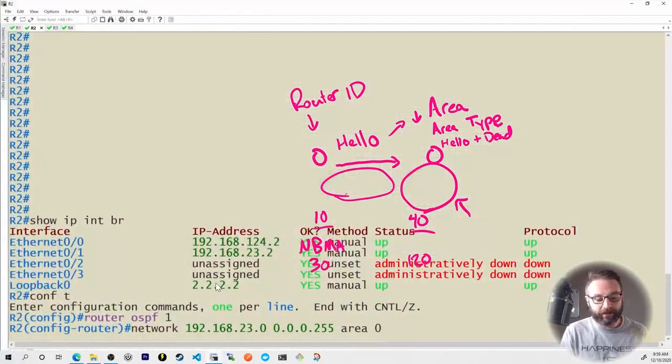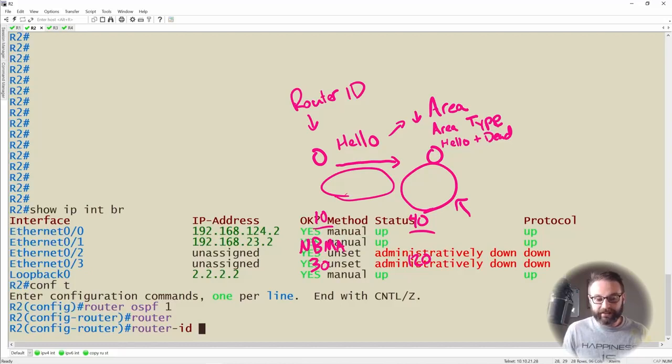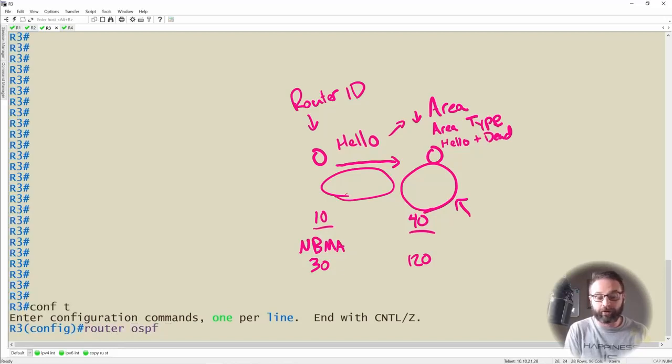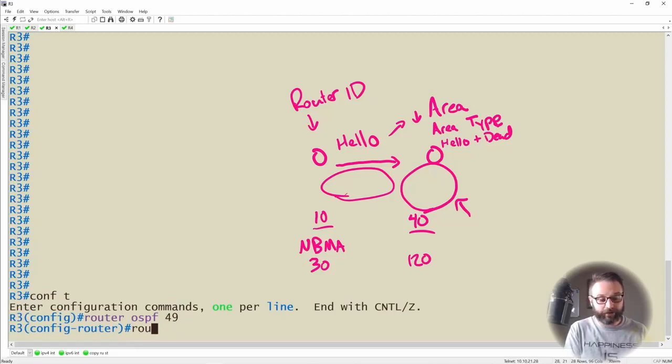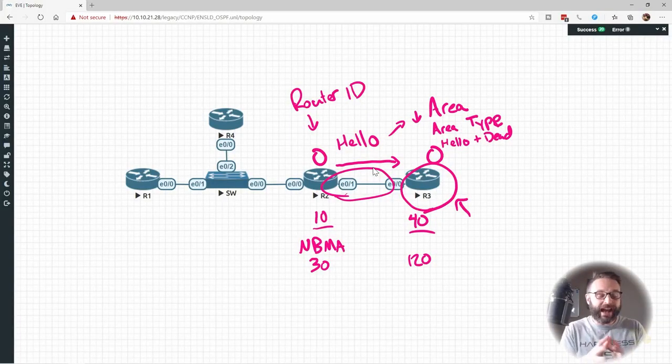So if I actually jump back to the configuration here, before I enable the network statement, I'm actually going to type router-id and type in something like 2.2.2.2. Jumping to R3 real quick, I'll go into configuration mode, router OSPF, and like I said last time, this doesn't matter, I'll type in 49, and I'll say router-id 3.3.3.3. OSPF has to know about all of the routers within its area, and the router ID is what uniquely identifies it.